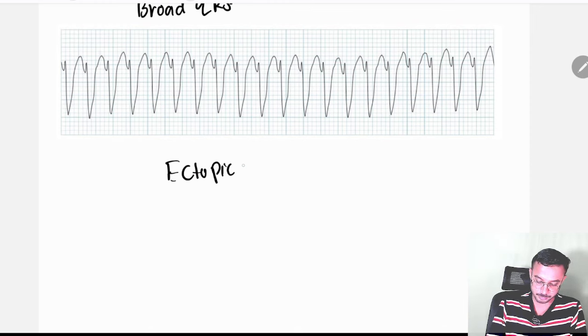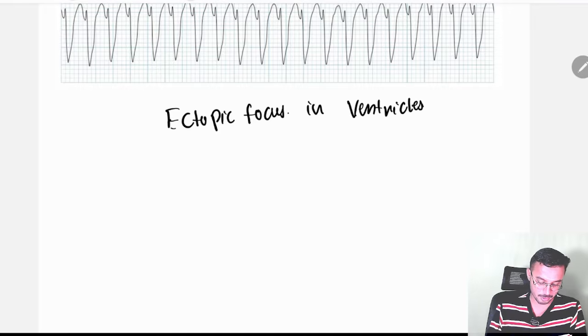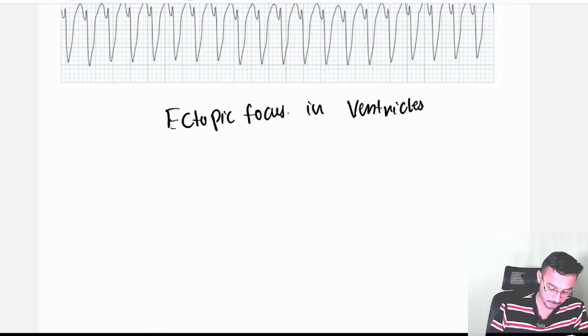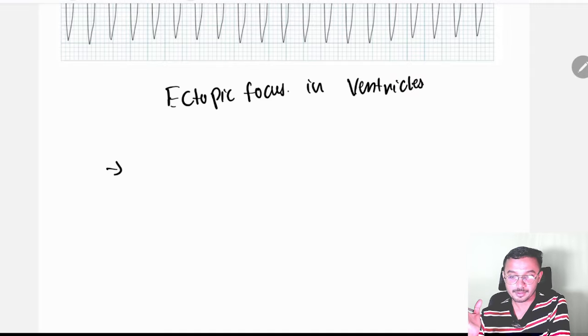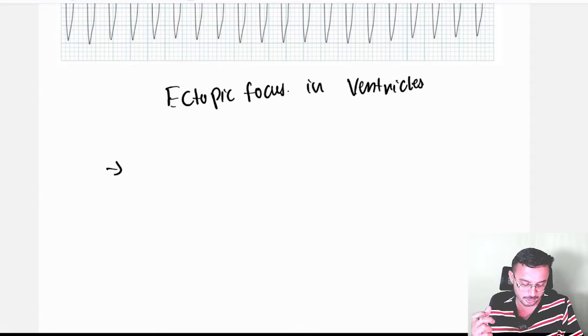Ectopic focus is present in the ventricles. So the atrial rate is normal, and for the ectopic focus the ventricular rate is totally different. That is a single focus, and the ventricular rate will be more over here, that is 200 per minute. So the heart is beating very very fast, and that's why the BP of the patient will crash. So you cannot record BP in this condition.